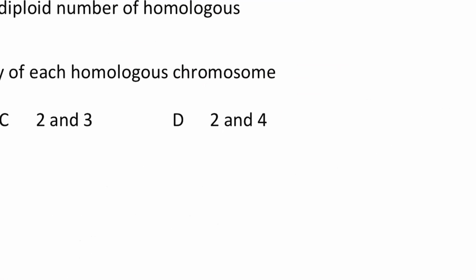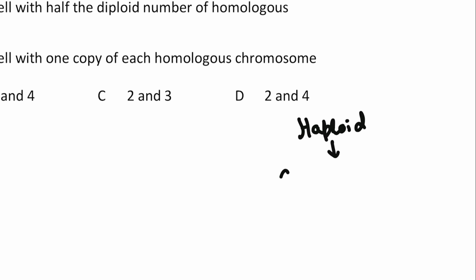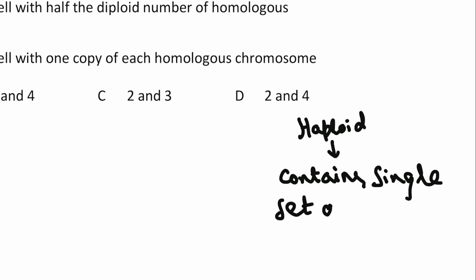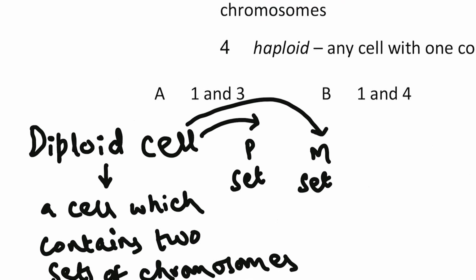If we talk about haploid, so haploid cell contains a single set of chromosomes. There's only one set. Okay, so guys, our normal body cells are diploid. If I talk about my liver cell, if I talk about my brain cell, all of these cells are diploid. All of my cells which are diploid contain half chromosomes from my father and half chromosomes from my mother. I got one set from my father and one set from my mother.